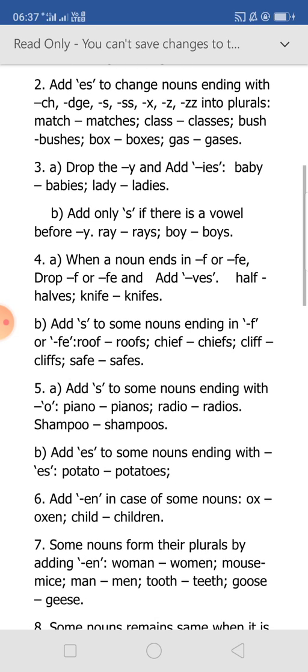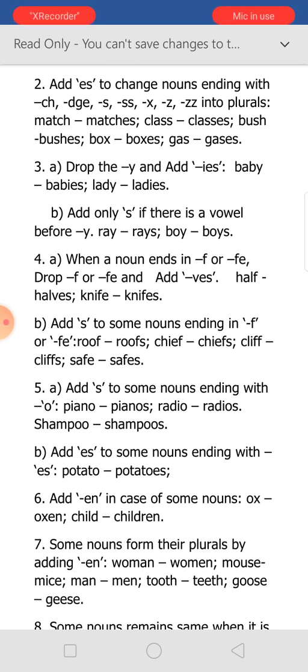Next, number 4 is when a noun ends in f or fe, we will drop f or fe. Drop means we will not write f or fe, we will just add ves. Half, halves. H-A-L-F, H-A-L-V-E-S. Same as knife, knives, we will not write fe, we will write knives. It's a printing mistake over here. It will be knives.